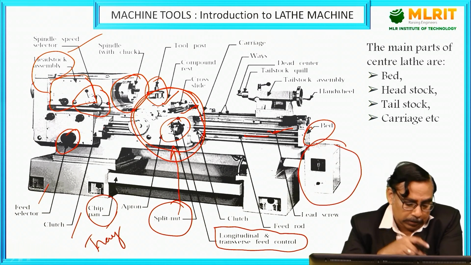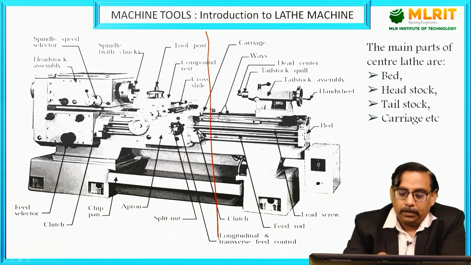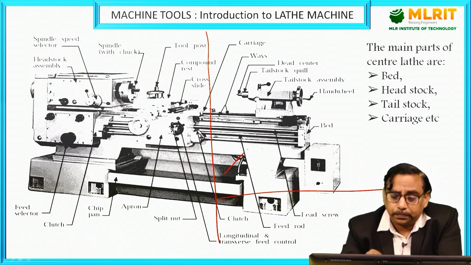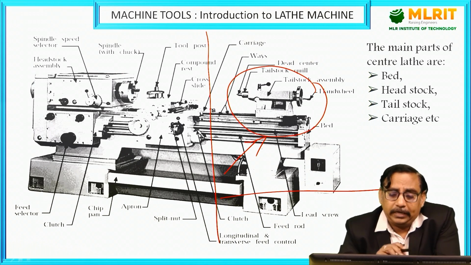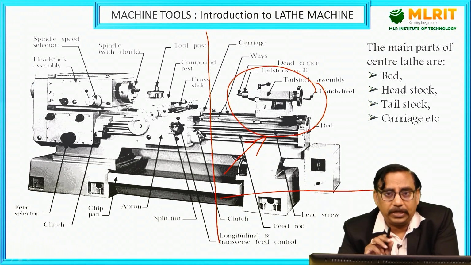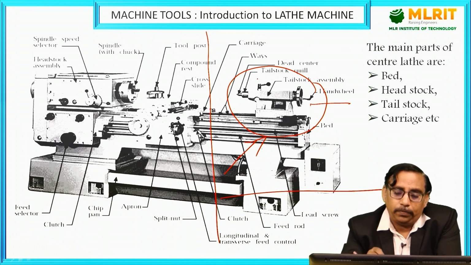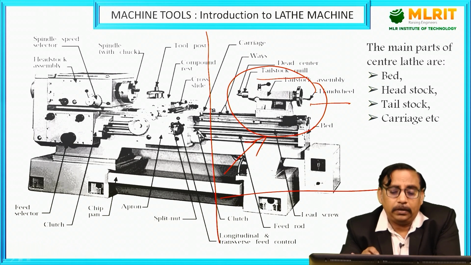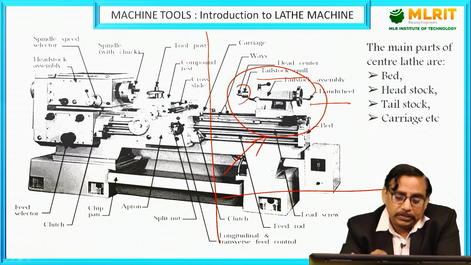Coming to the right side, this is called the dead center. This dead center is also always called the tailstock, and it has a hand wheel, a quill, and a revolving center, a free revolving center.